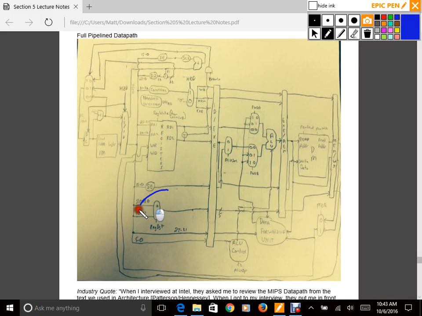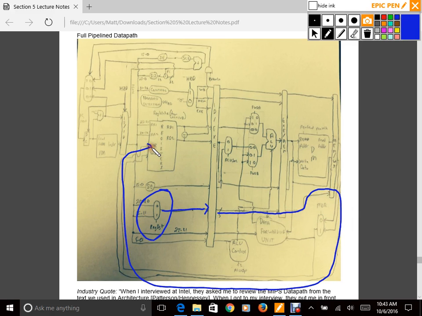So register destination, we do the calculation. It's coming along here. It's coming along here. And then it's going to come back, and then we use it to determine whether or not it's the right register.